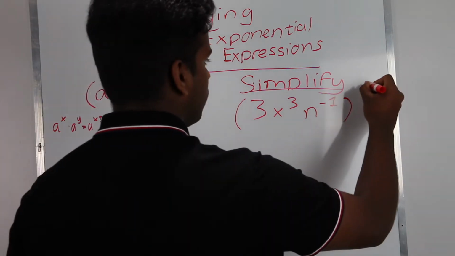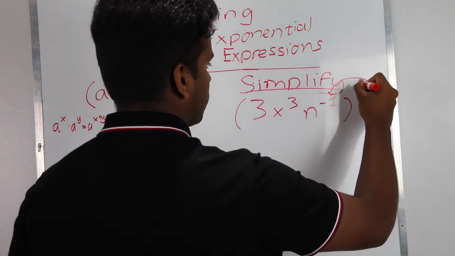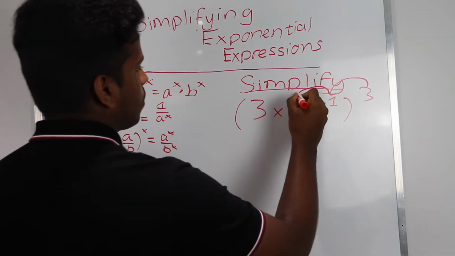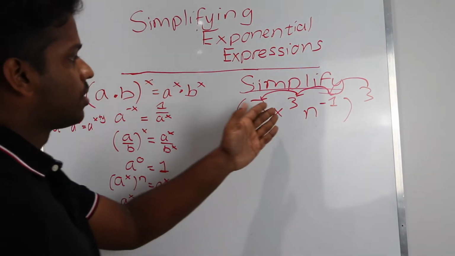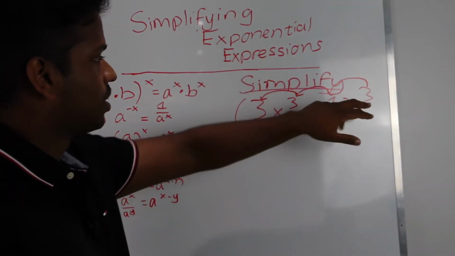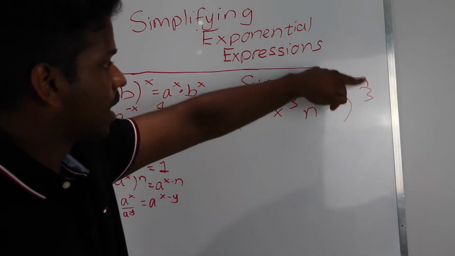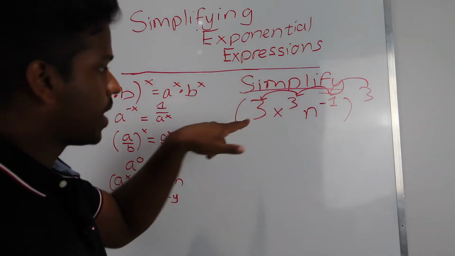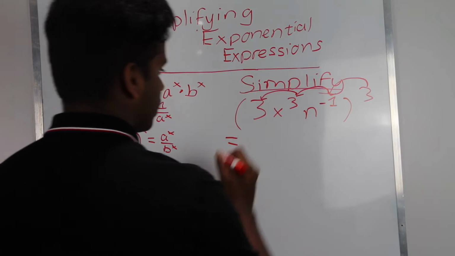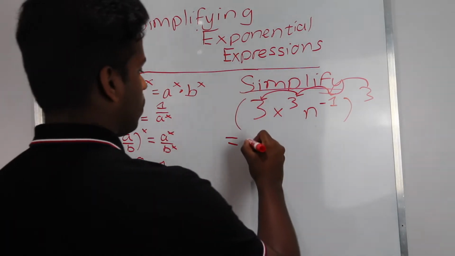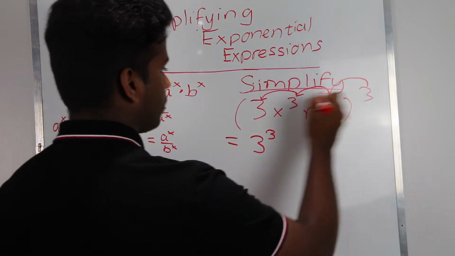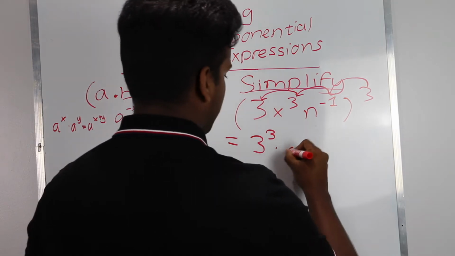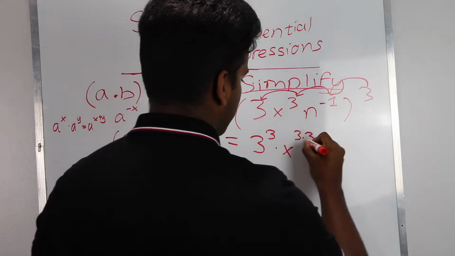Now we are distributing the exponent on the outside of the bracket to each of the bases inside. And remember, we should also consider the coefficient, because many people just distribute the power to the unknown bases and forget about the coefficient. So we shouldn't forget about that. 3 to the power of 3. Make sure we do it to the coefficient. Then x to the power of 3 times 3.